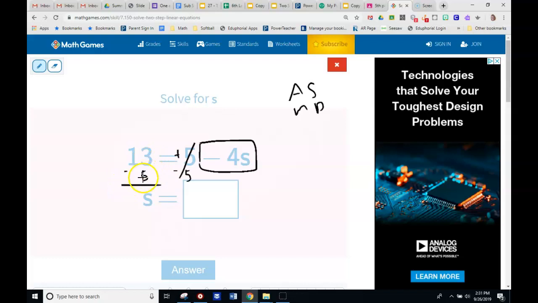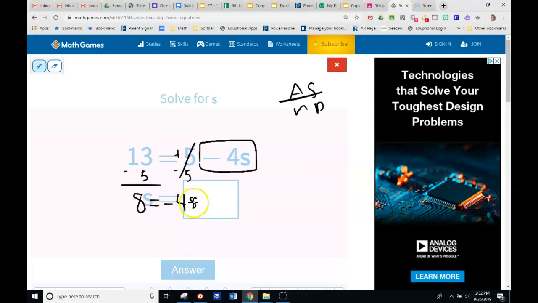And 13 minus 5 is 8. So I have 8 equals, bring down what's in my box, negative 4s. Now, there is no more addition or subtraction, so I'm done there. And I'm left with multiplication and division. So I've got 8 equals a negative 4 times s.